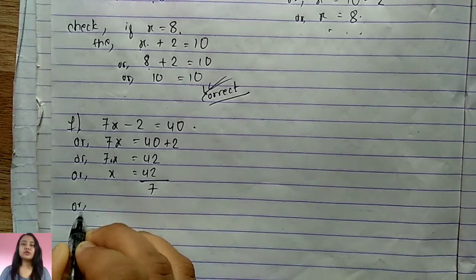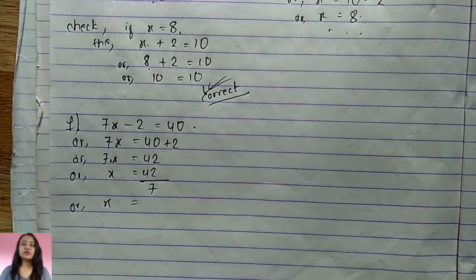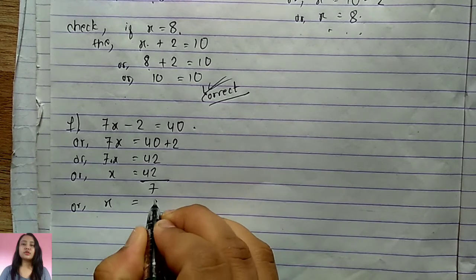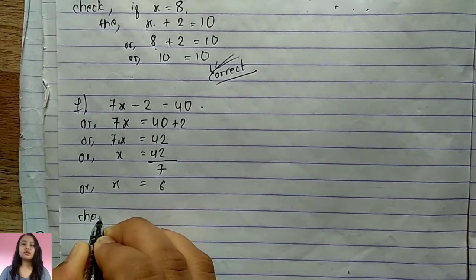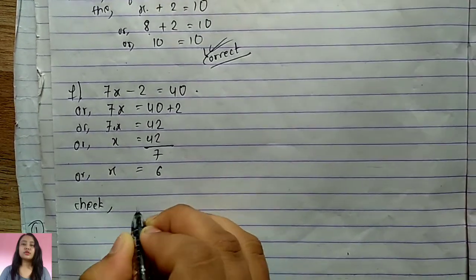Yes, you're correct. So 7, how many is that? 42 will be there. Yes, 7 6s are 42. Now let's check, checking whether it is correct or not.